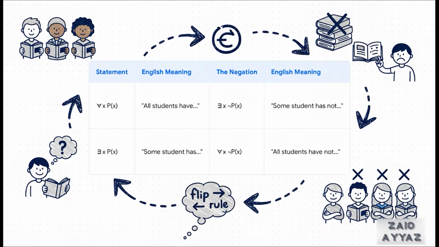So to say it's not true that all students have read the book, you don't say no students have read it. The true logical opposite is there exists at least one student who has not read the book. And likewise, to negate some student has read the book, you have to make the much stronger claim that for all students, it is true that they have not read it. This flip is everything.